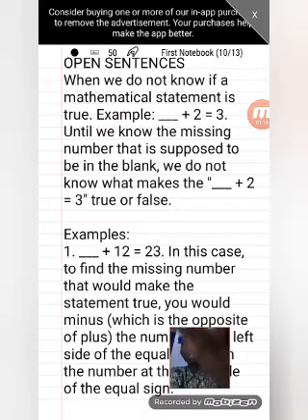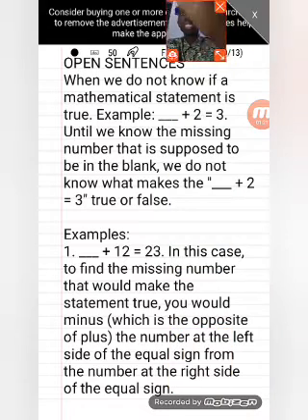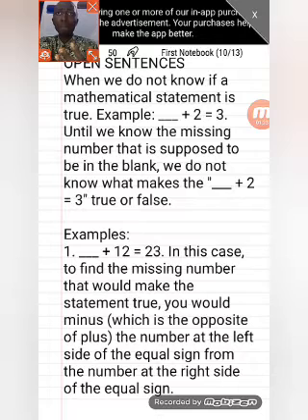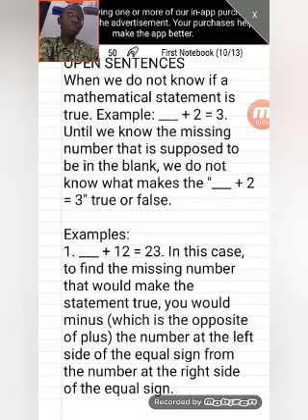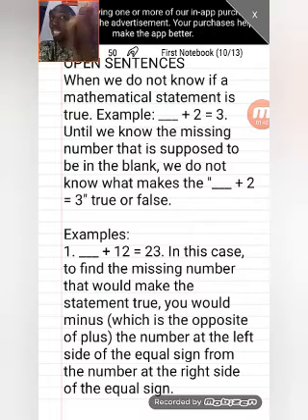Now, let's go into an example to be able to understand these open sentences better. There is one here, and it says blank, something plus 12. It's like a puzzle. Something plus 12 is equal to 23. Something is supposed to be in that blank, that underlined space there, plus 12 is equal to 23.